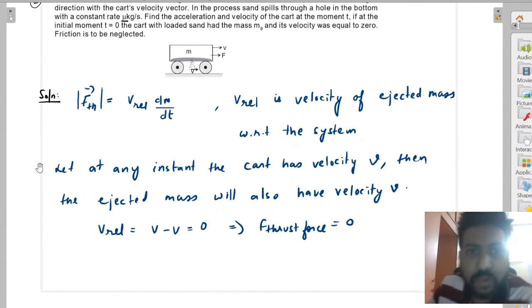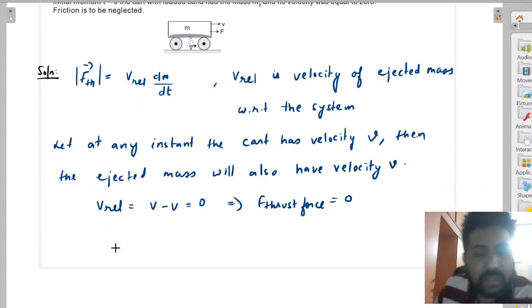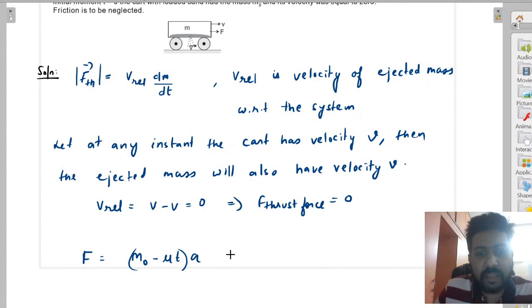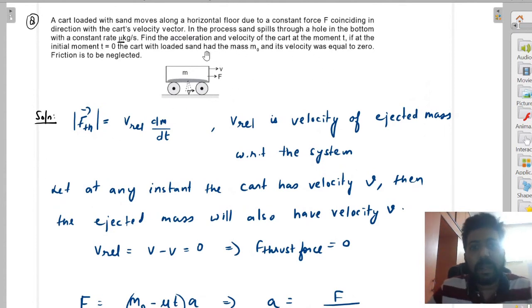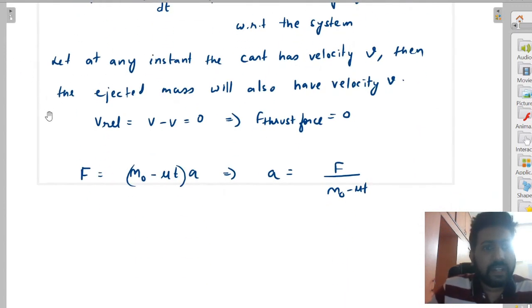Now if there is no thrust force, that means if you write the equation, the mass of the system is changing, but there is no thrust force. So you will write F is equal to ma, that is (m naught minus mu t) multiplied by a. From this you will get the acceleration is equal to F upon (m naught minus mu t). So you have found out the acceleration. Okay, and then they have asked you the velocity as a function of time, and at the initial moment t equal to 0, the velocity of the cart was 0. So acceleration we have found out. Now we need to find velocity.